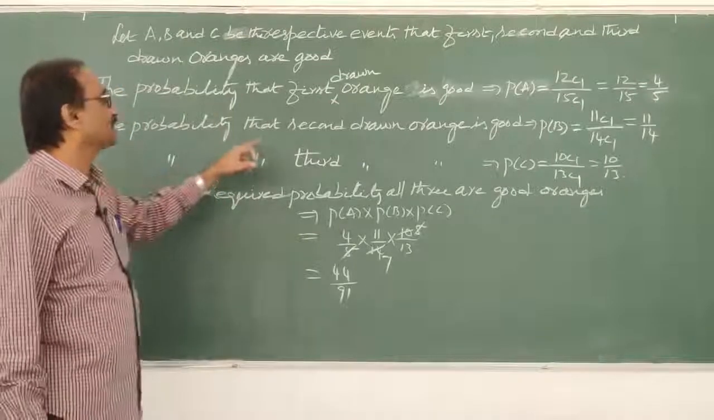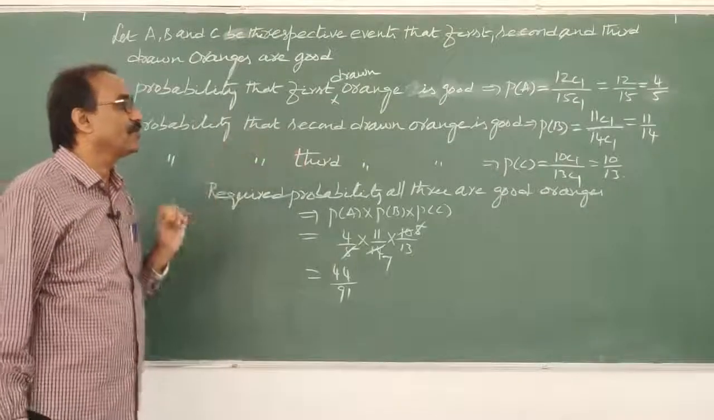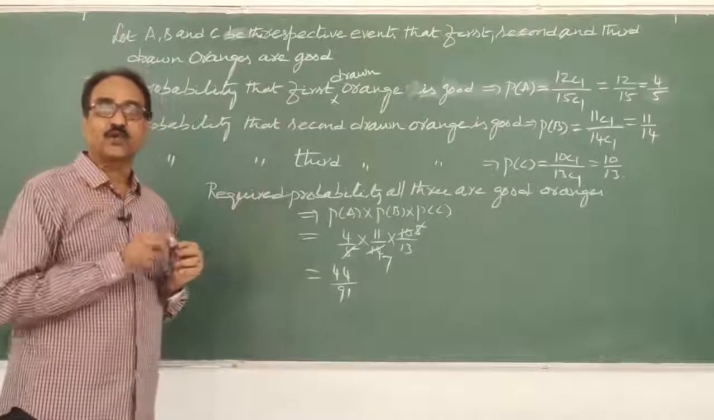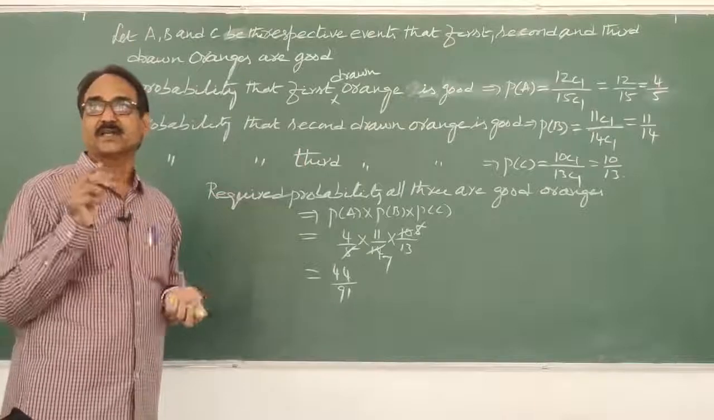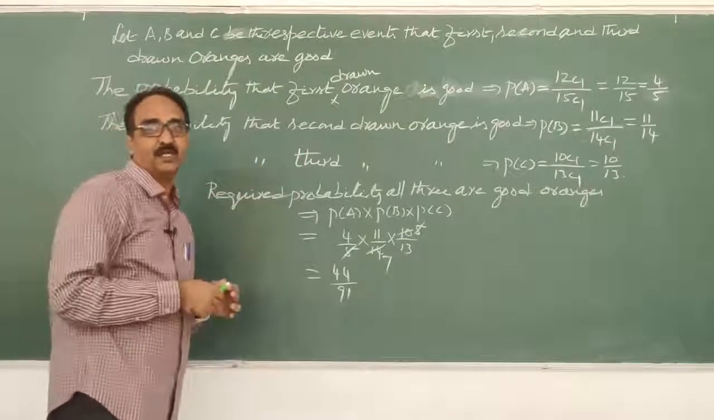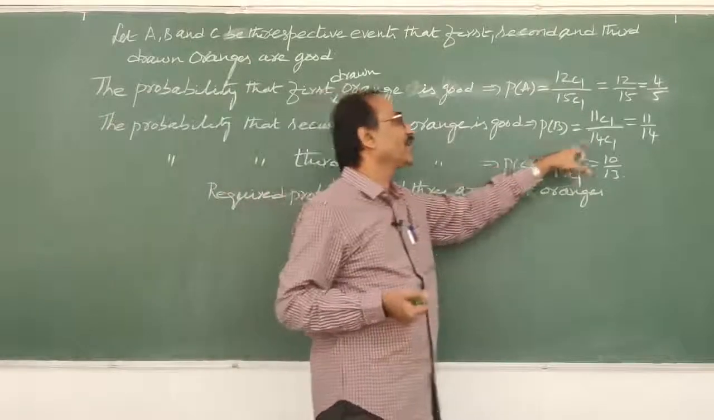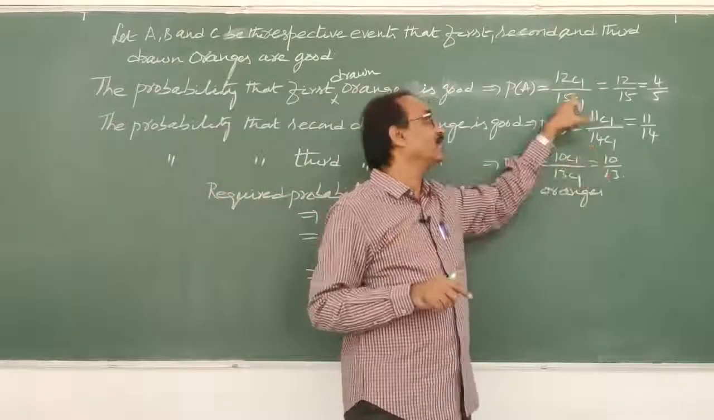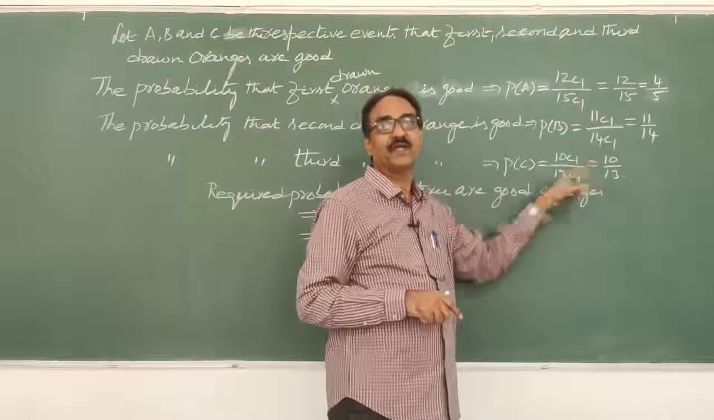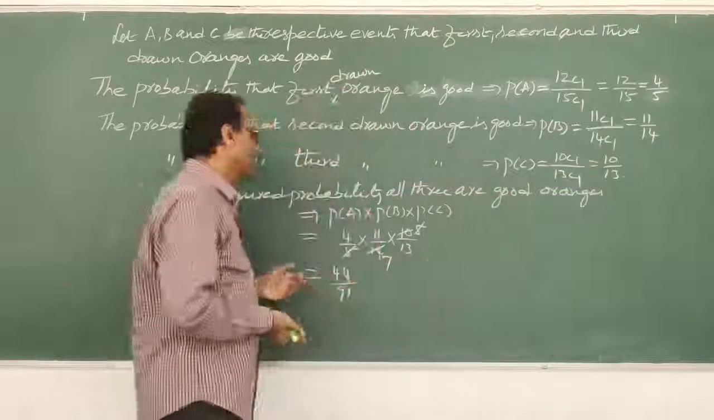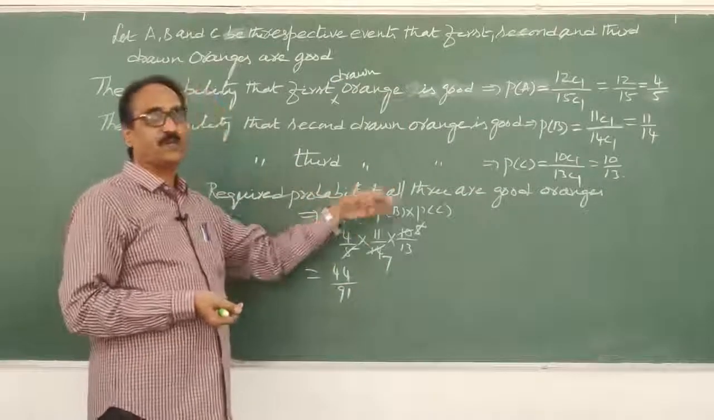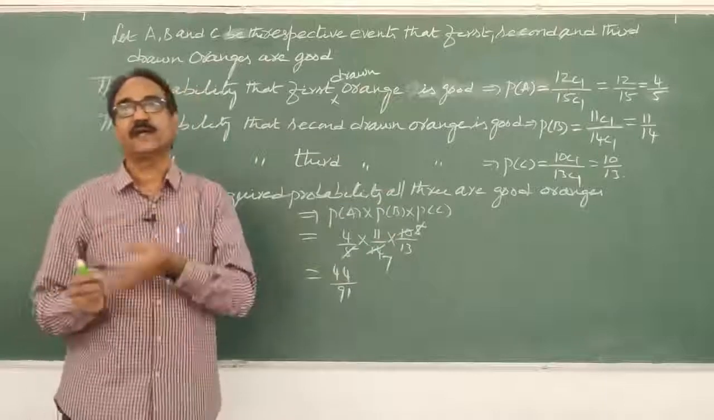The probability that the second drawn orange is good, P of B, is 11 by 14. This also I told you, why 11 by 14: because the orange which is drawn first is kept outside, you don't keep it again in the box. Therefore there are 14 oranges in total, we have to draw one, and one good orange is already gone, so 11. Third also good means 10, that's why 10 by 13. So the required probability, all three are good oranges, means P of A into P of B into P of C, and we got it as 44 by 91.